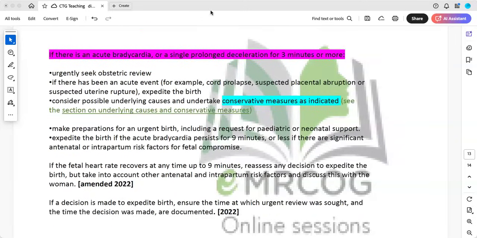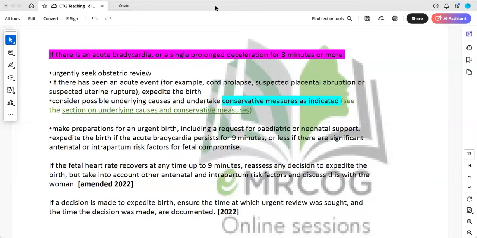What about if I have an acute event or acute bradycardia or a single prolonged deceleration for 3 minutes? Again, urgent obstetric review, exclude acute events, consider expediting birth. While you are preparing for birth, conservative measures as indicated. Remember that I would expedite birth if acute bradycardia persists for 9 minutes, or less if there are significant antenatal or intrapartum risk factors or fetal compromise.